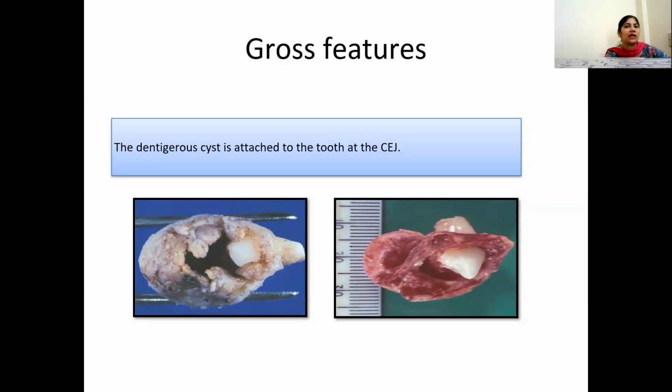In both pictures, you can clearly identify the attachment of the cyst to the capsule into the CEJ.